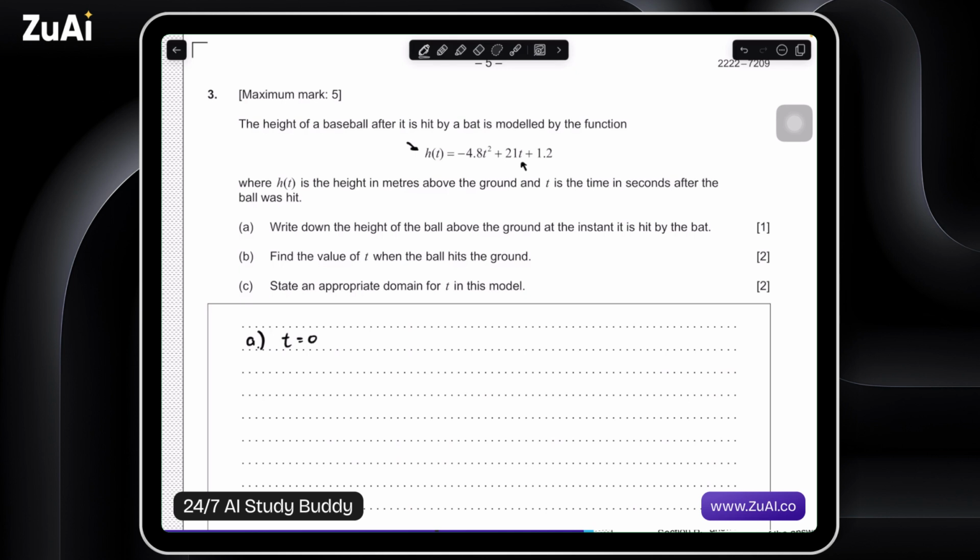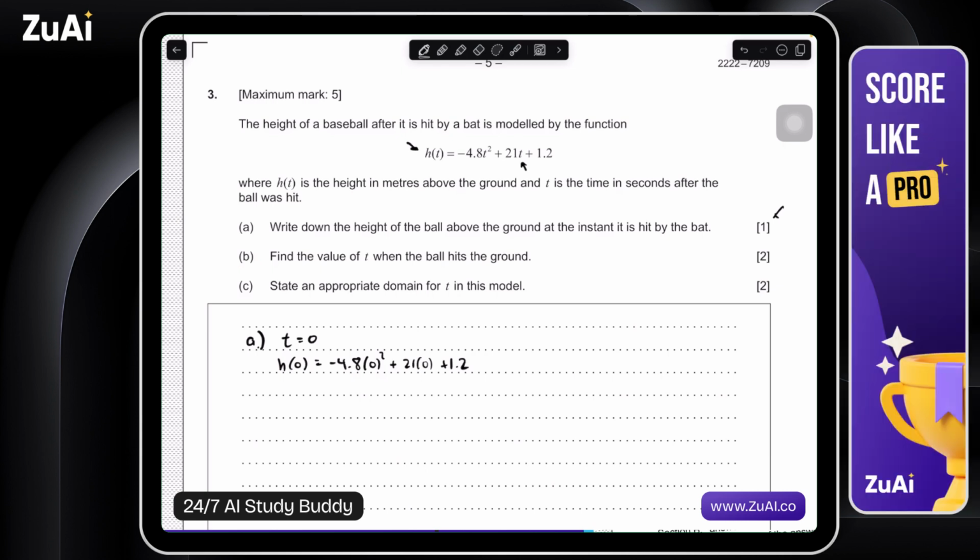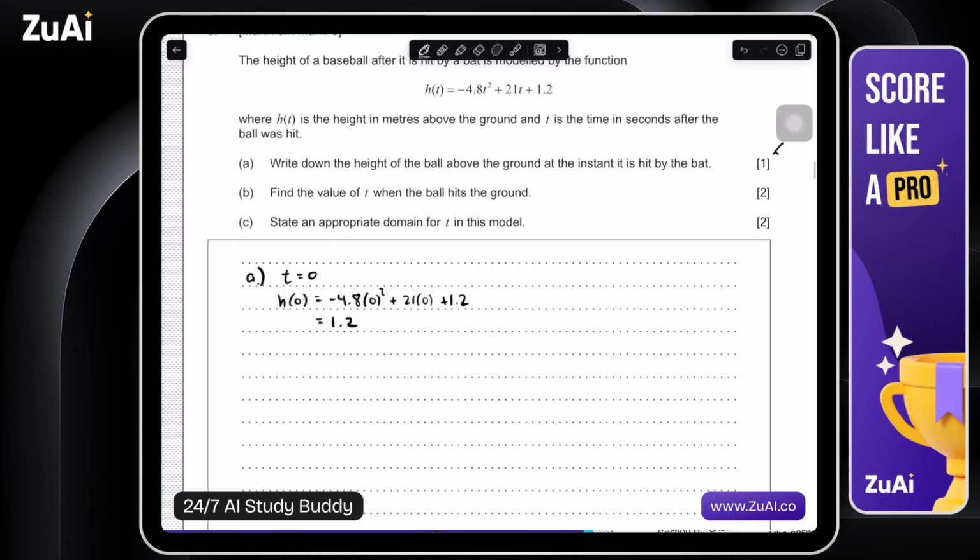So let's just substitute that in, and we can write this out more formally. Let's input a value of 0, and we have negative 4.8 times 0 squared plus 21 times 0 plus 1.2. For a 1-mark question, we can also just know that if we input 0, anything with a t, since it's multiplied by 0, would go away, and we'd be left with 1.2. So that would be fine for a simple 1-mark question.